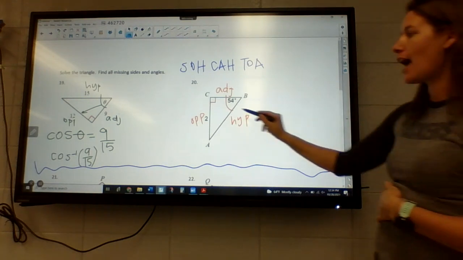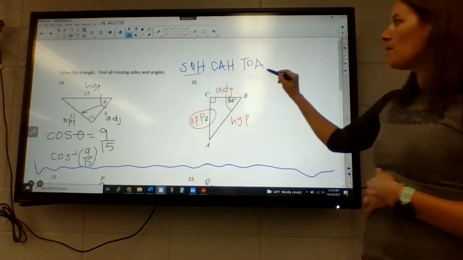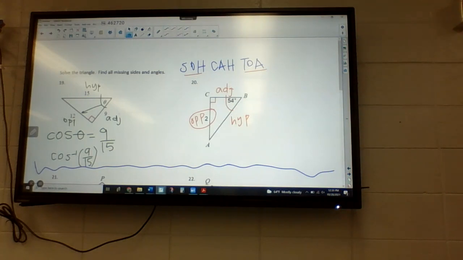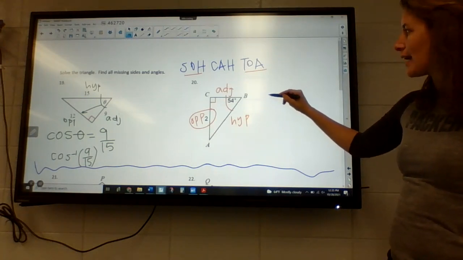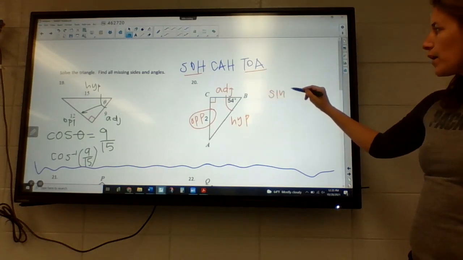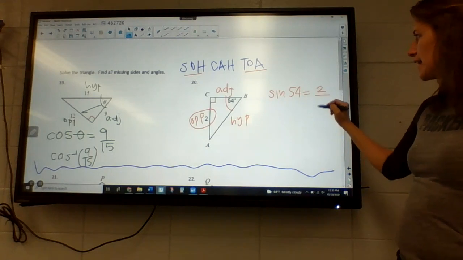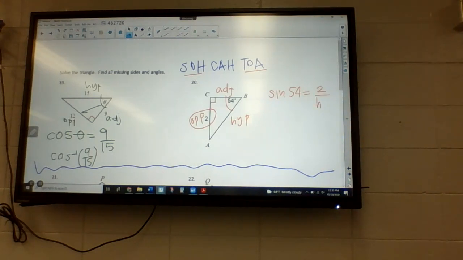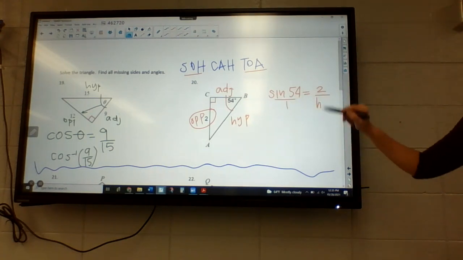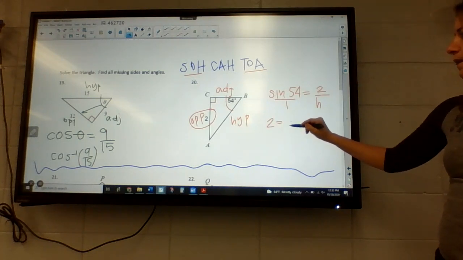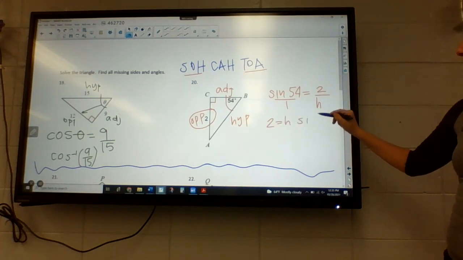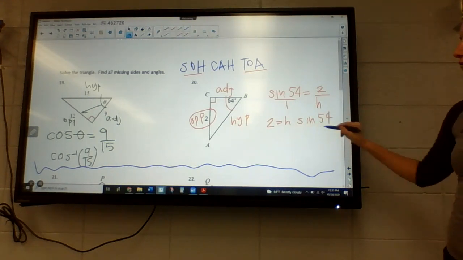So we have to use the opposite in this case. So I have to use either sine or tangent. It just depends which one you want to use. One's not easier than the other. So if I do sine of 54 equals opposite over hypotenuse, I'll just call this h. Now this is tough when the variable's in the denominator. So in this case, we have to cross multiply. And then I'll solve for h by dividing by the sine of 54.